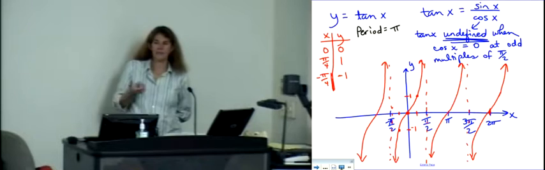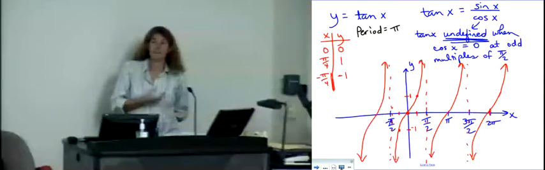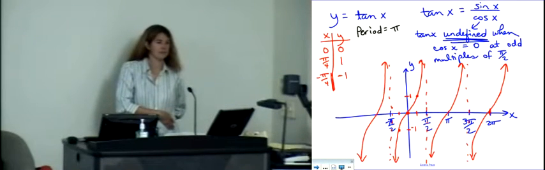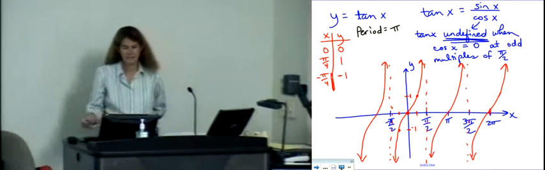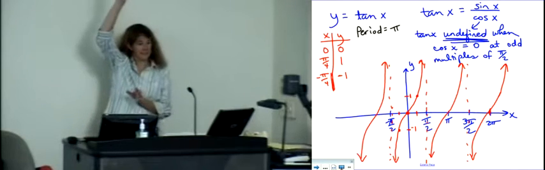So what happens if we have 4 tangent x? It is going to do something, but what? Would that be where your 45-degree angle would be? It's going to stretch it up more quickly, is what it's going to do.